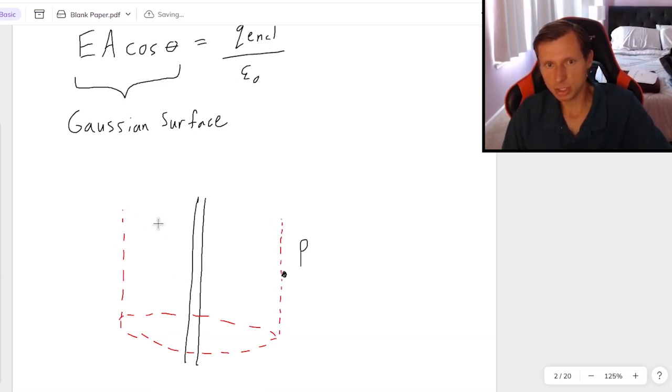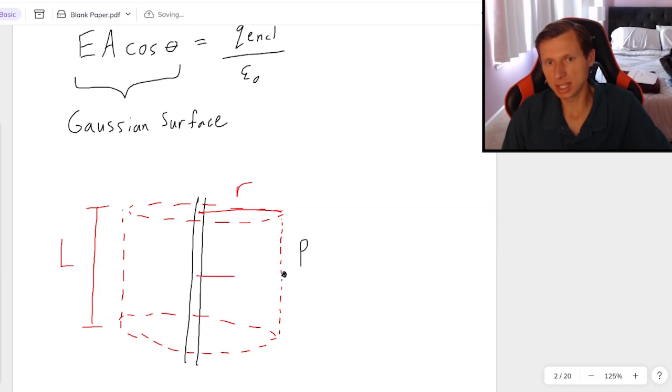Point P is going to lie exactly on my cylinder. It has to. And again, this cylinder is not infinitely long. I get to choose the dimensions. I'll choose length L, and normally I would choose radius R here for the cylinder. But earlier we said that that distance was A, so A is my radius.